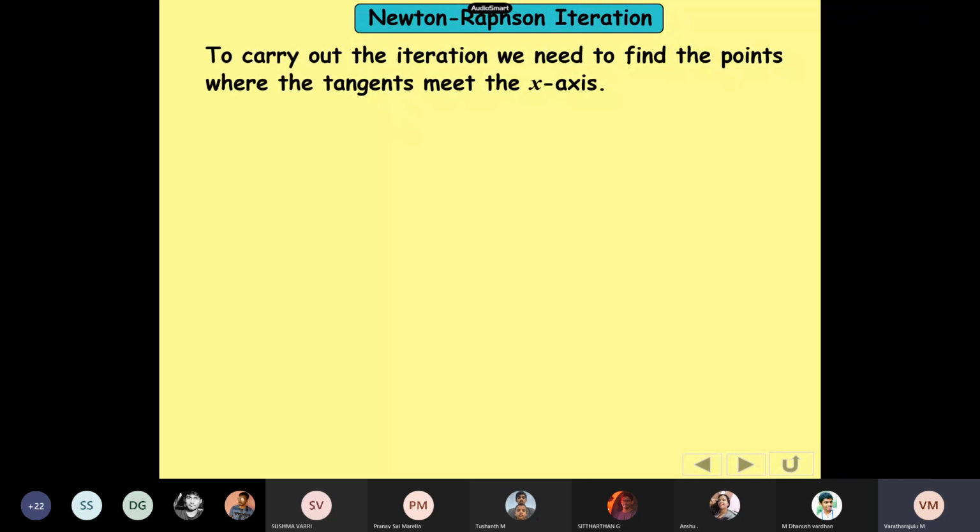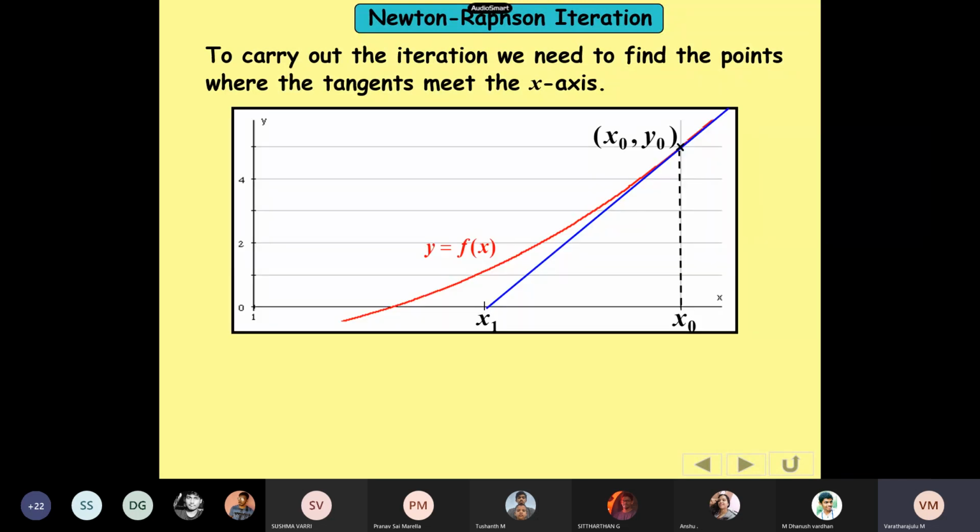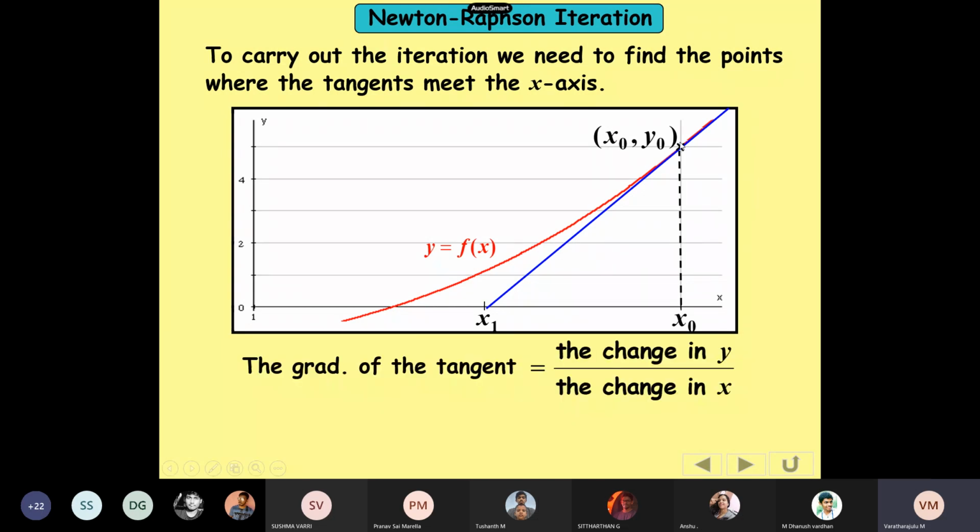So to carry out the iteration, we need to find the points where the tangents meet the x-axis. So this is the point, x naught and y naught. And what we are going to do is find the solution using the gradient of the tangent.